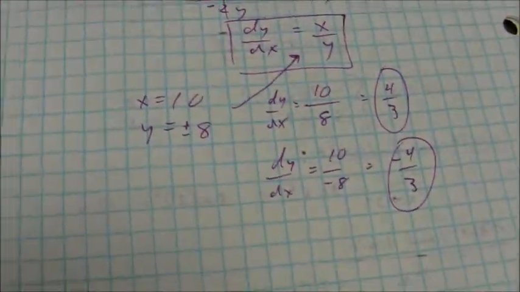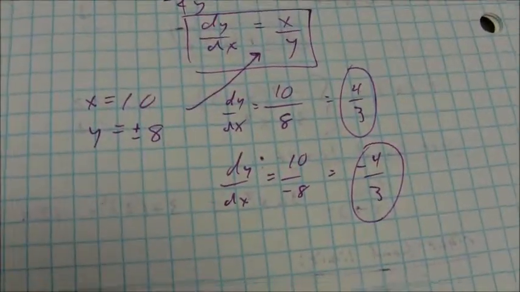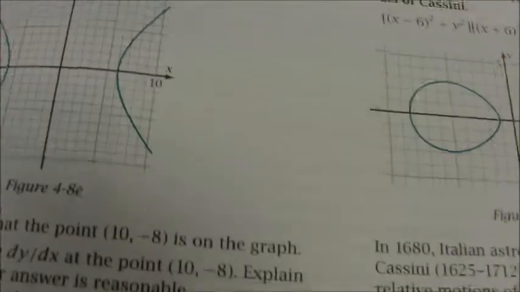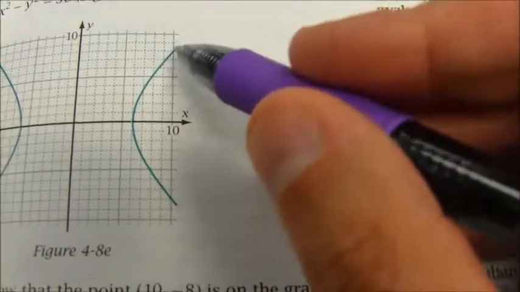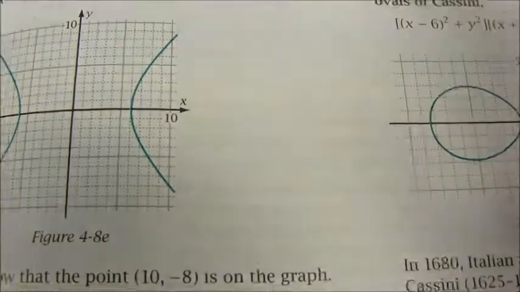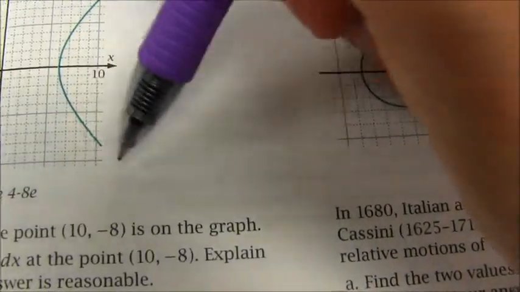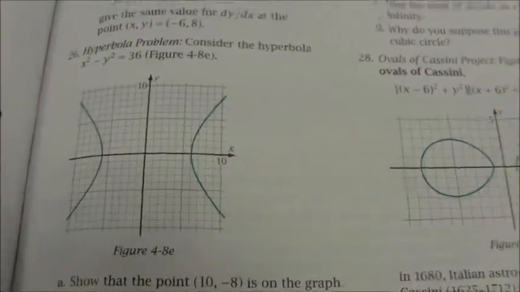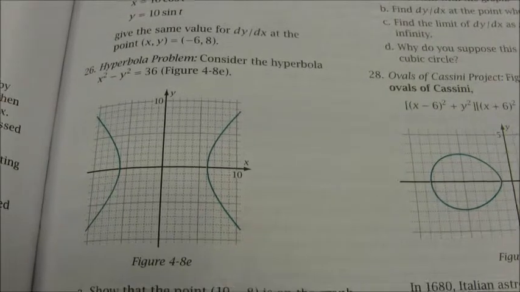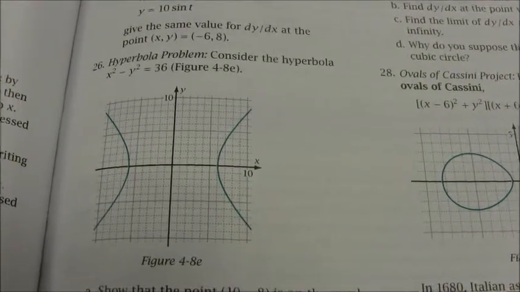It never hurts to take a look back at your graph and see, does that make sense? If you take a look back at the original graph over here, you can see the slope of the tangent at 10 looks like it'd be a little bit bigger than 1. 4/3 makes sense. Down here, it looks like it'd be a little bit less than negative 1. Again, negative 4/3 makes sense. So those are my final derivatives at those points using implicit differentiation.